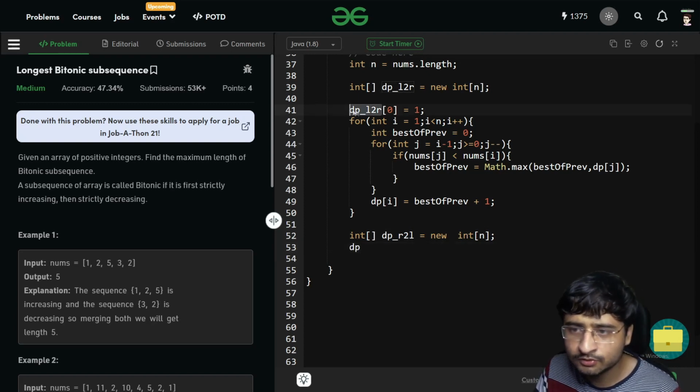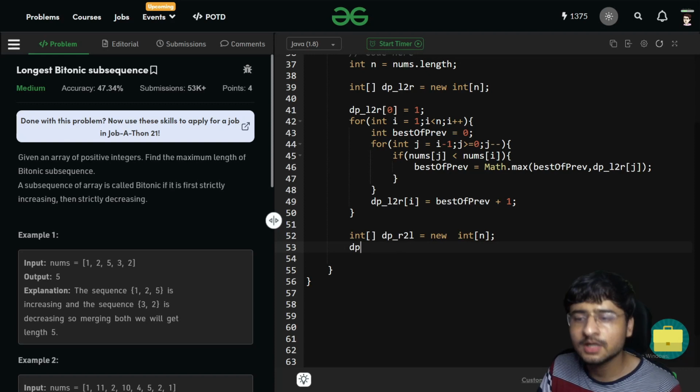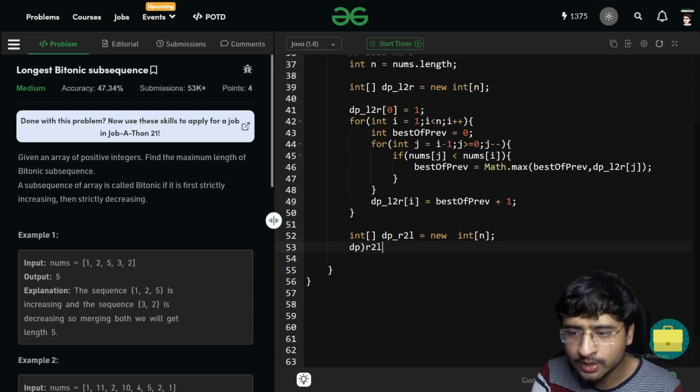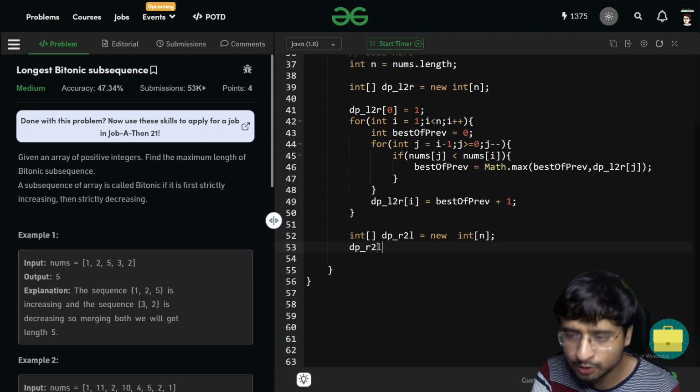Of course, instead of writing this, I'll have to write this. I'll be writing R to L in both of these two places, and here I'll be writing L to R. Here dp underscore R to L. Now this particular dp array we are creating from the last index, so R to L of n minus 1 will be 1.